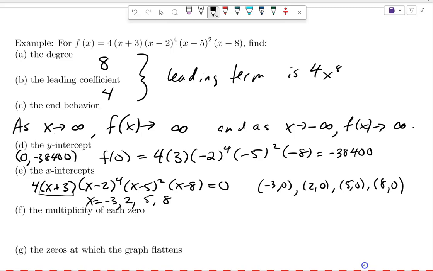So far, so good? Not too bad? Okay. Multiplicity of each 0. What do we look at for multiplicity? Yeah, the exponent on the factor that gave you that 0, right? So for my zeros here, we just said negative 3, 2, 5, and 8. Your multiplicities then, we look at the exponent on the factor. For negative 3, it's going to be 1. For 2, it's going to be 4. For 5, it'll be 2. And for 8, yep, good.